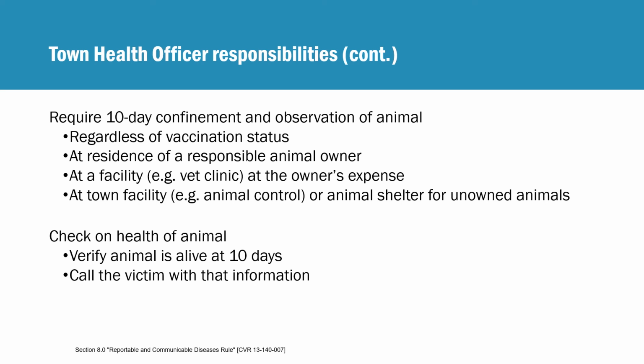If the animal is a stray, it can be confined at a town's facility or an animal shelter. And during the 10 days, it is the responsibility of the town health officer to check on the health of the animal. At the end of the 10 days, the town health officer needs to verify that the animal is alive and call the victim with that information so they know they don't have to proceed with any rabies shots or other actions.